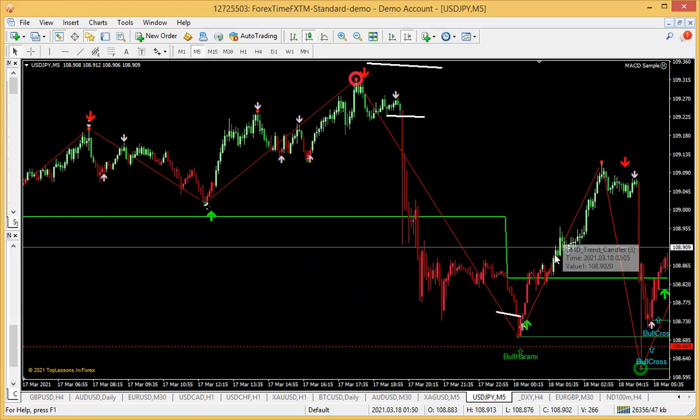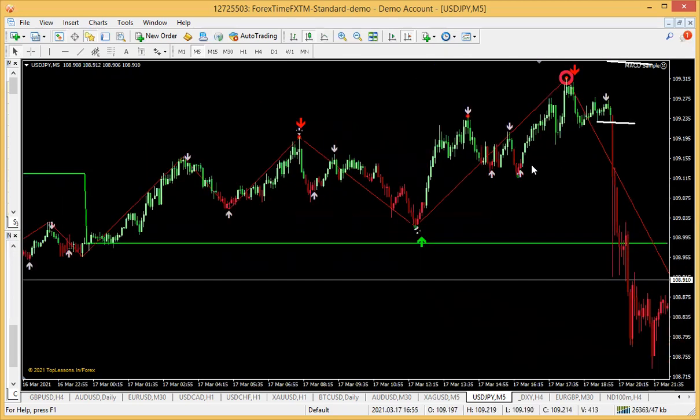Another thing is that you can close your buy once you see a red dot. This red dot is significant. It tells you that our buy retracement has ended. Now it's time for the market to resume the selling direction.